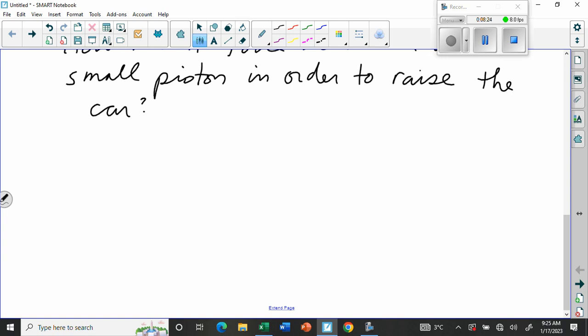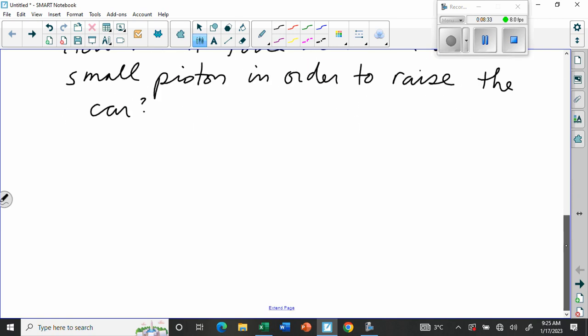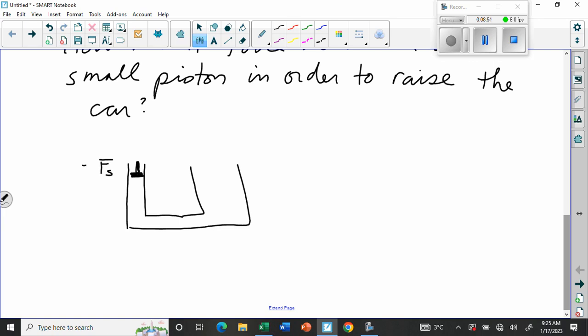So again, what I have is a small piston. I think it was on the left. Let's redraw our picture, maybe, just so we can see. But I'm going to draw this more like a free body diagram with the forces involved. So at the small piston, this is the force of the small piston. That's kind of what we're trying to figure out in this question. We don't know what that is, right?